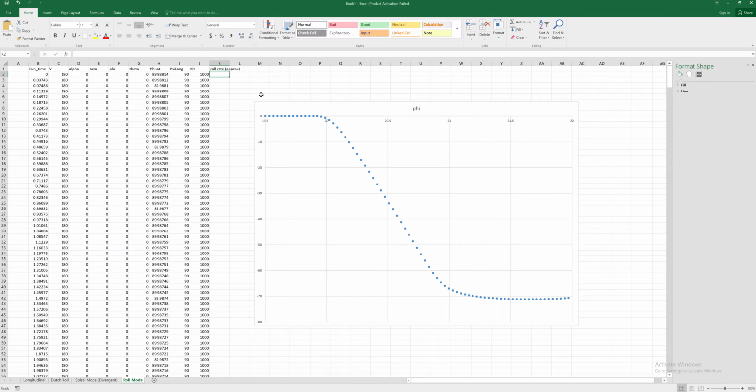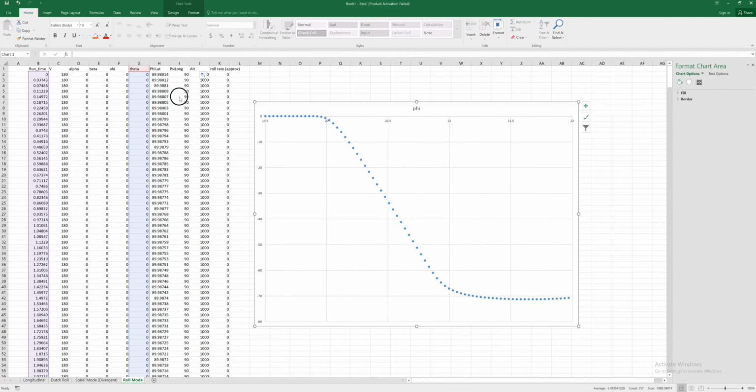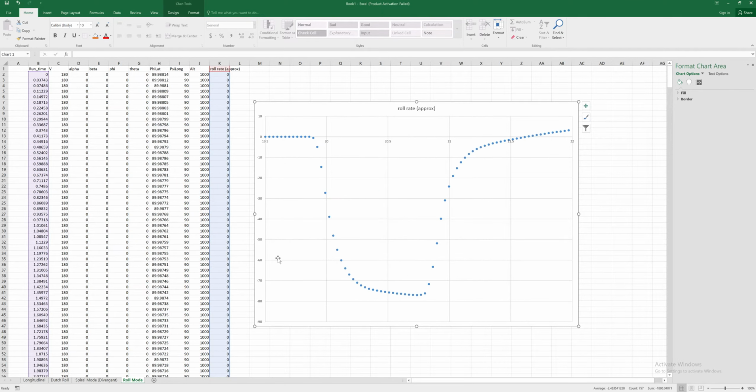The approximate roll rate, we're going to say that it's equal to the change in phi, the derivative of my bank angle, the change in phi with respect to time. So I'm just going to do a finite difference here to approximate that roll rate. And now let's look at that as a function of time. Okay, so this paints a different picture, and this is a little bit more what we're expecting.